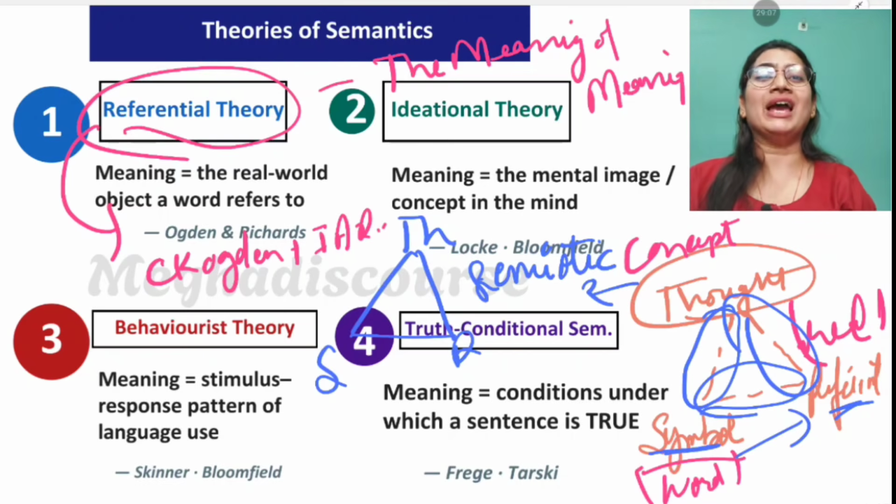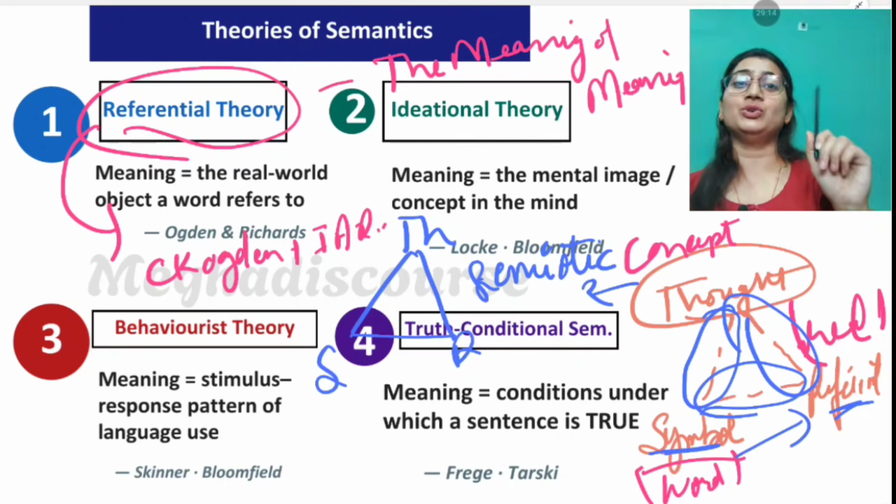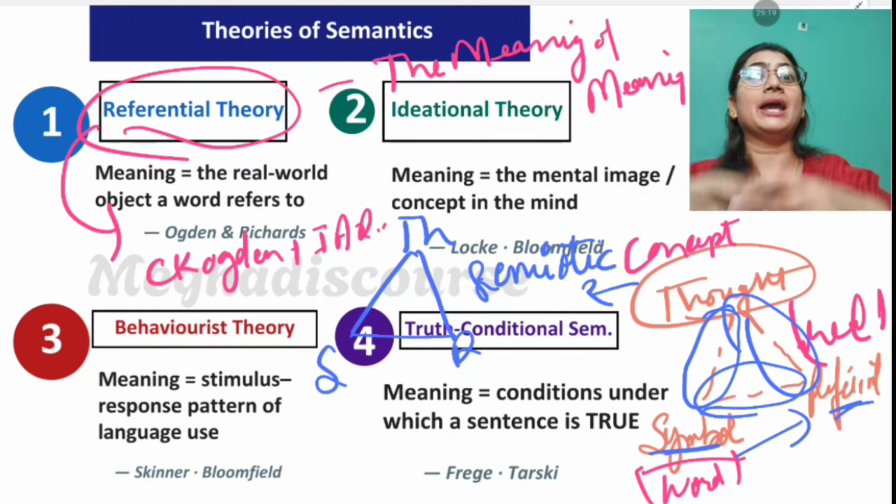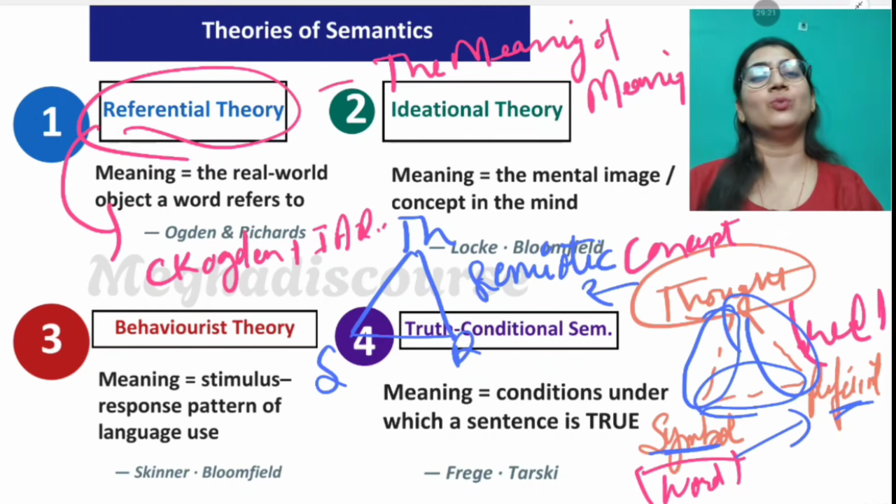Okay, so then we have love. Love means you can feel that love. You cannot express love like I am saying this is a pen. You cannot express love like that. So referential theory fails to express the abstract idea or the abstract words.